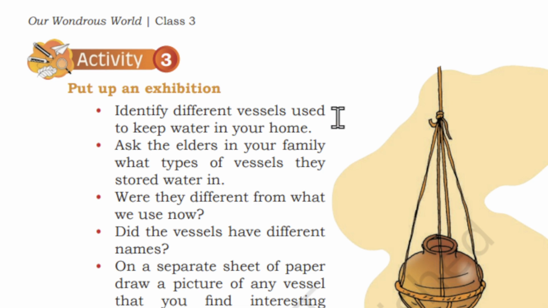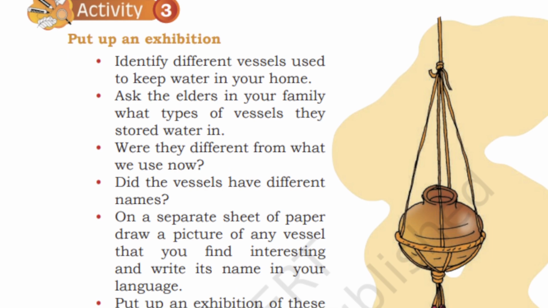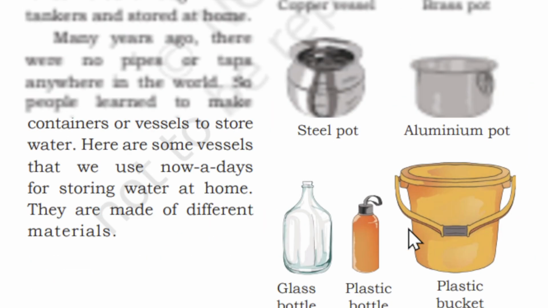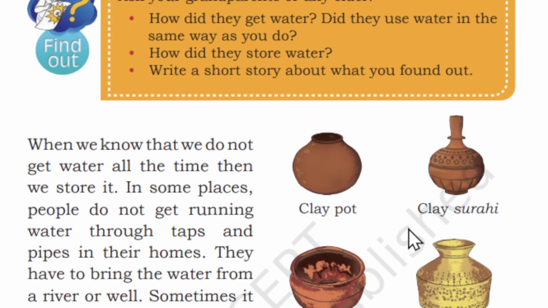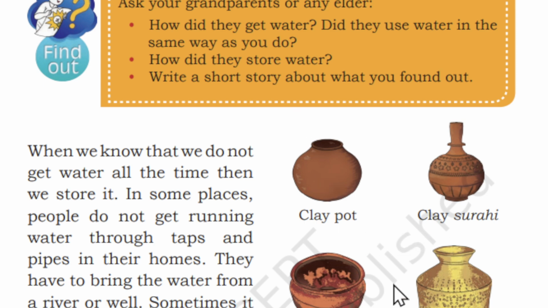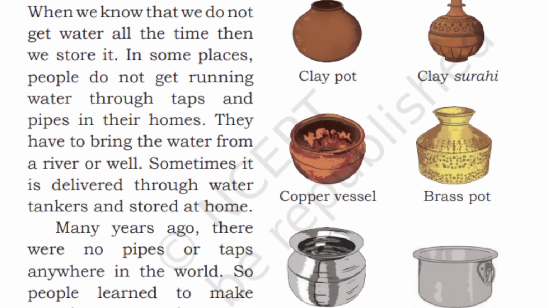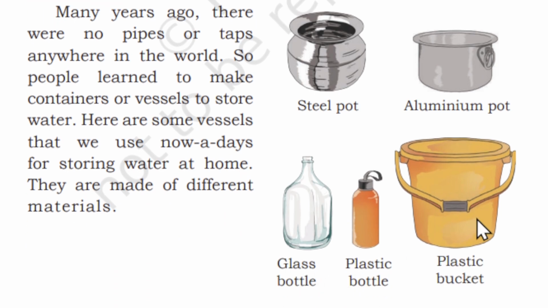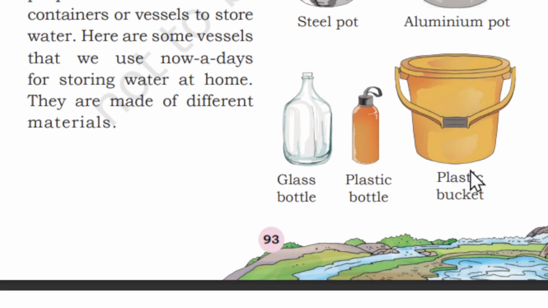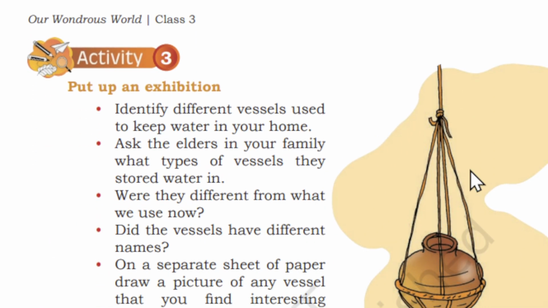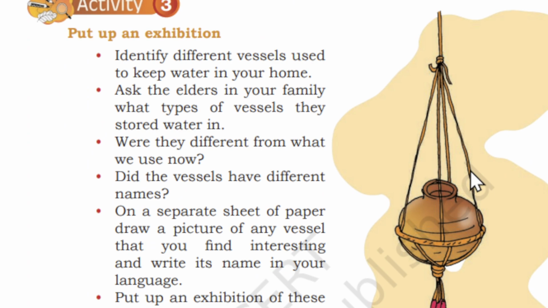Identify different vessels used to keep water in your home. So you have to identify the storage of water, whether you are using a water bottle or a mud pot, or which type of vessel you are using. So in the previous page we saw clay pot and copper vessel, steel pot, plastic bucket, glass bottle, plastic bottle, and aluminium pot. So like that in your house, what are the vessels used to store the water? You have to identify.